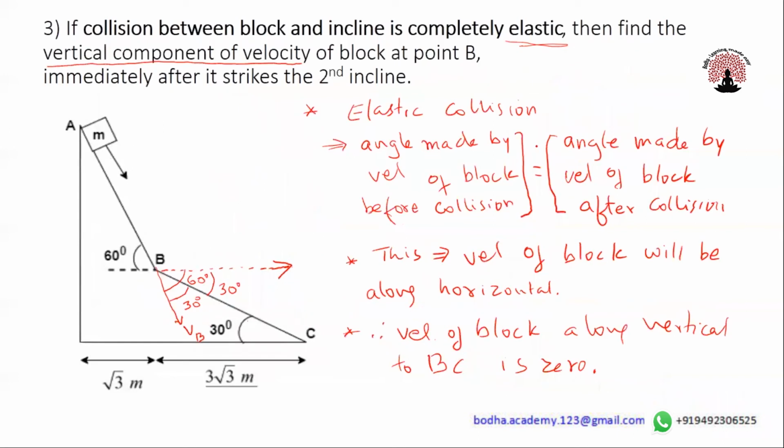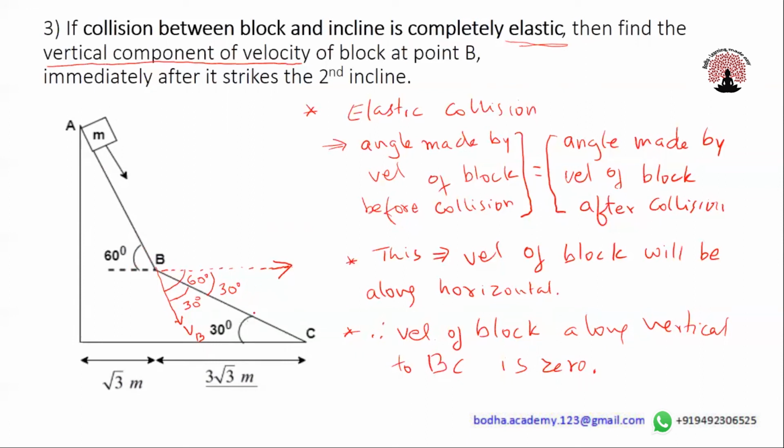In the third part, it is mentioned that the collision is elastic. We want to find the vertical component of velocity of the body. Now, for an elastic collision, the angle made by the velocity of the block before collision is equal to the angle made by the velocity of the block after collision. So the block is moving along the direction AB. This is the direction of velocity VB before collision. Now, this line I am extending forward. You can observe that the angle between these two is 60, so the angle between these two will also be 60 degrees.